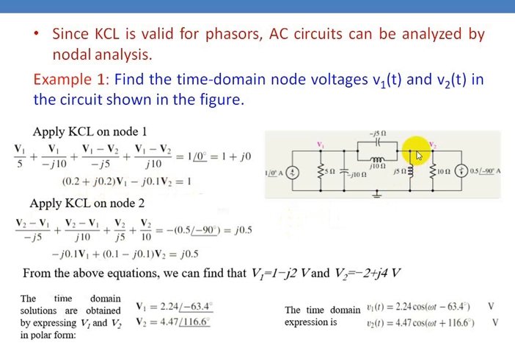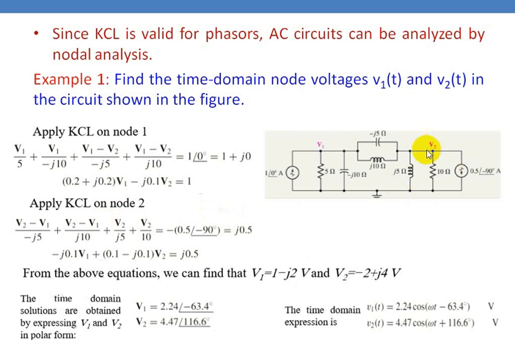Similarly, apply KCL at this node. Assume that the currents are outgoing from this node. In this branch the current is flowing away from this node, and in this branch also current is flowing away from the node, so these two are outgoing currents. Similarly, you assume that the currents in these two branches are also flowing outwards from the node V2. The current here is flowing like this, in this branch also it is flowing like this, whereas this current's direction is already given. Therefore we can write the equation like this at node 2.